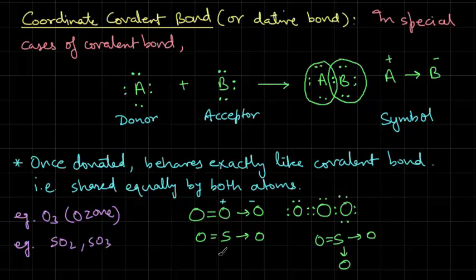SO2, SO3. Oxygen and sulfur are of the same group, but their structure is a little bit different. Sulfur has SO2 and SO3 both. SO2 will have the same structure as ozone, and SO3 will be sharing two electrons here and donating its two pairs to two oxygen atoms.